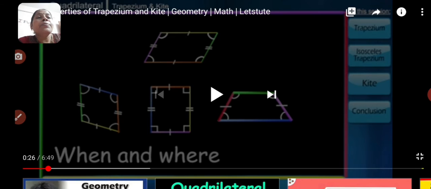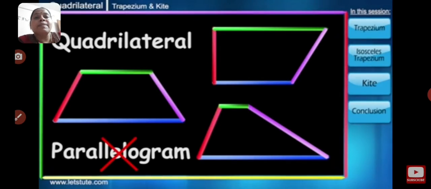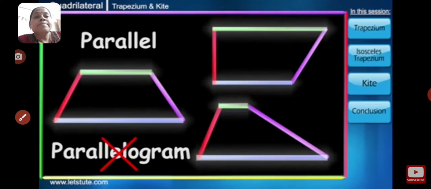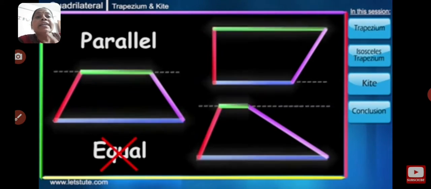Okay. Now, see these figures. This is also a quadrilateral because it is a 4-sided closed figure, but it is not a parallelogram. Why? Because here only one pair of sides is parallel. See, this and this side are parallel, and these other sides are not parallel and not equal.